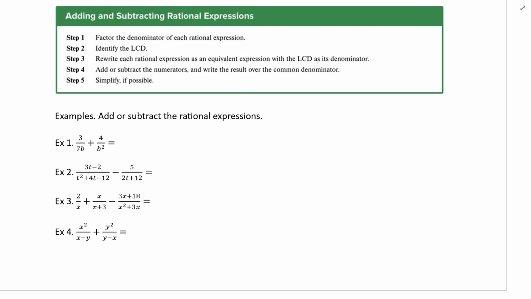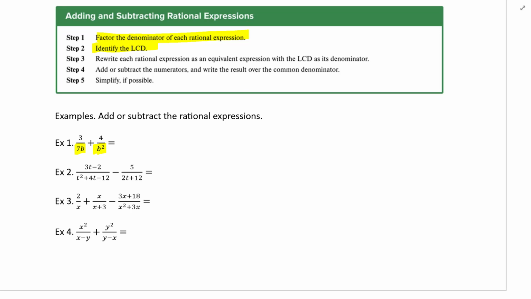Now, looking at the steps about adding and subtracting rational expressions, let's add and subtract the rational expressions below. So let's talk about example 1. 3 over 7b plus 4 over b squared. So we notice that we have different denominators. So the first thing that we want to do is factor the denominators of each rational expression. And if we look at the denominators, they are already in factored form. Now let's find the LCD.